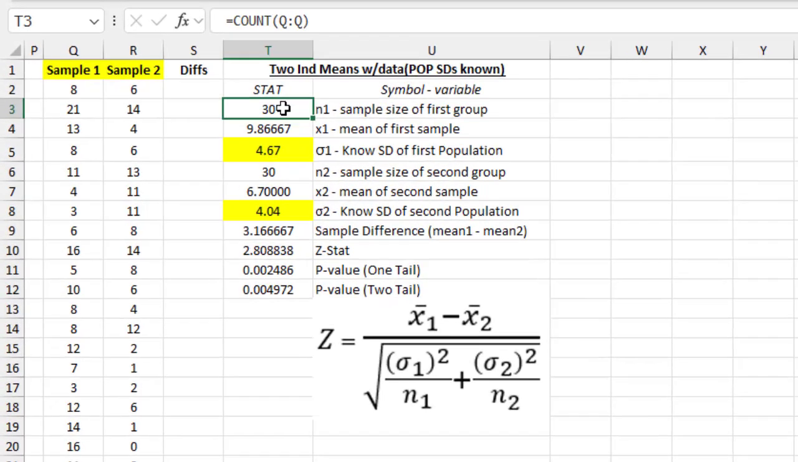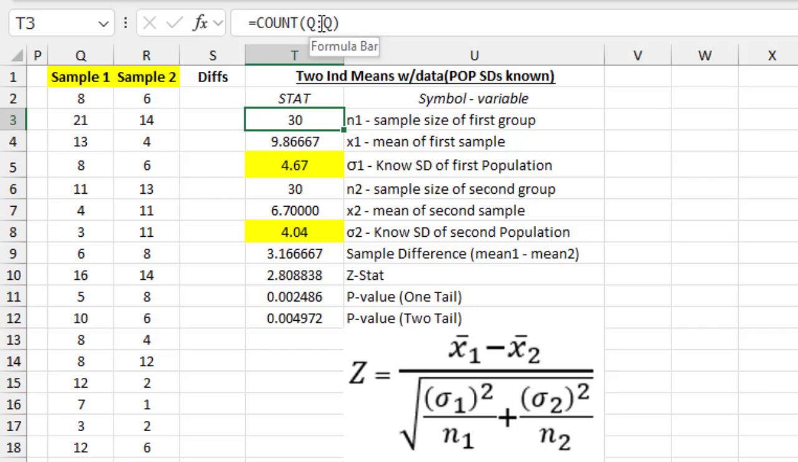Okay, well, how do we get all this stuff? Well, the sample sizes are easy, right? We're just counting up everything that's in column Q, and then we're taking the average of everything in column Q, and then the same thing down here, right? We're counting up everything in column R and taking the average of everything in column R. Now, of course, you could have your data in different columns, so instead of R colon R, it would be A colon A, or whatever column has your data. And then, of course, these are just numbers that are typed in.